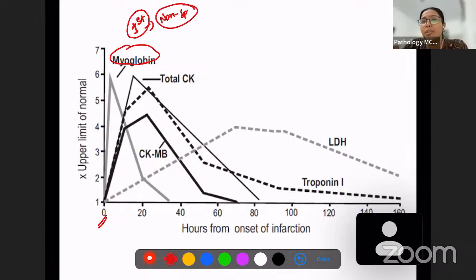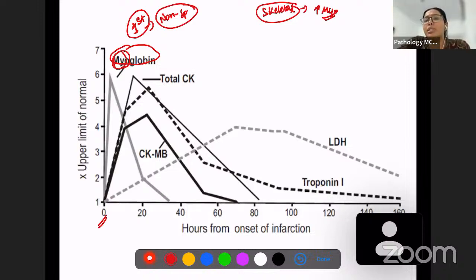Why is it non-specific? Because myoglobin is not only present in the cardiac muscle; the name itself says myoglobin, so it can also be present in the skeletal muscle. Any skeletal muscle injury can result in increased myoglobin. So this is a very non-specific marker and it is not at all specific for the cardiac tissue, but it can be useful since this is the first marker which is elevated during a myocardial infarction.